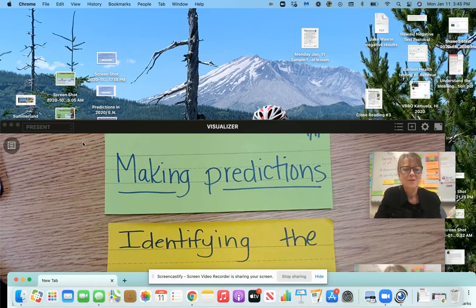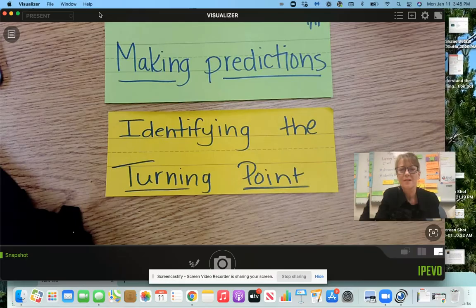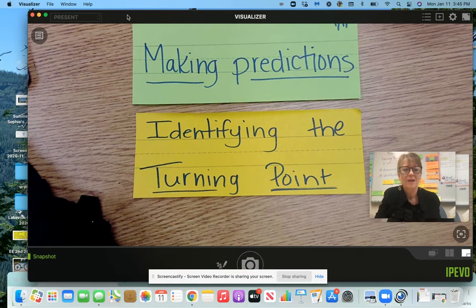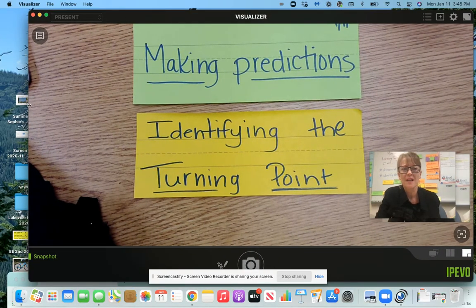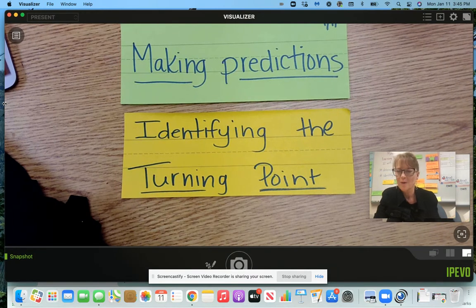Hey, boys and girls, we are back, ready to continue reading The War with Grandpa. Okay, pretty exciting. We are near the end of the third quadrant.